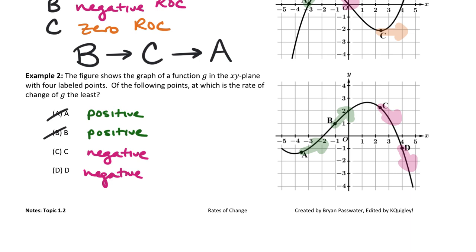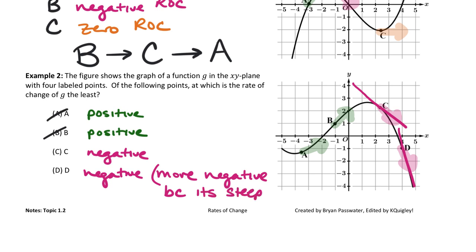Let's think about steepness. If there were to be what's called a tangent line, we don't actually need to know that vocabulary, but if there were to be a tangent line coming straight off of C and a tangent line coming straight off of D, which one is steeper? That means that this one is more negative because it's steeper, which means that is the smallest number. If it is more negative, that means it's further to the left on a number line. It is a smaller number. So our correct answer here is D.